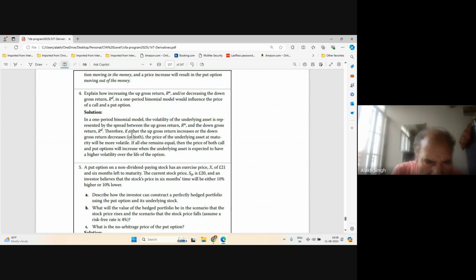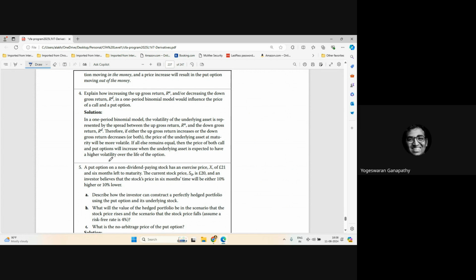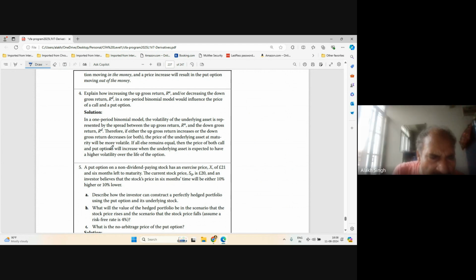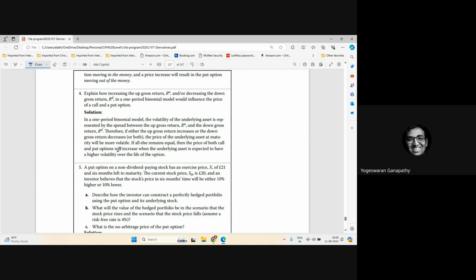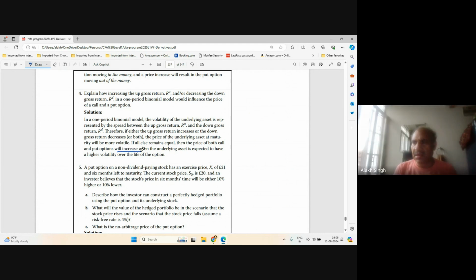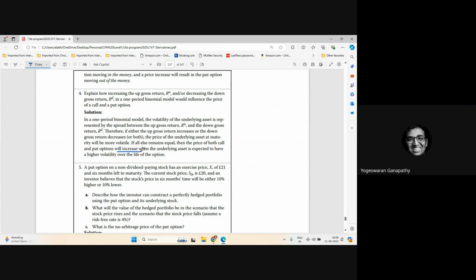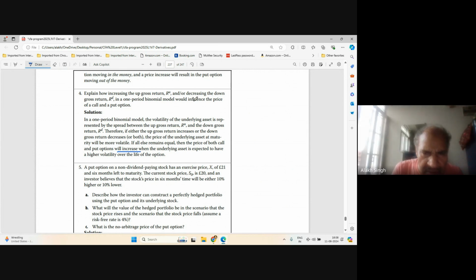Therefore, if either the gross return increases or the down return decreases, the price of both call and put options will increase. Sir, but if the hedge ratio is negative? Hedge ratio will be negative, then you buy put. Yes, but it is not telling about sign. It is telling increasing or decreasing return, whatever be the sign.